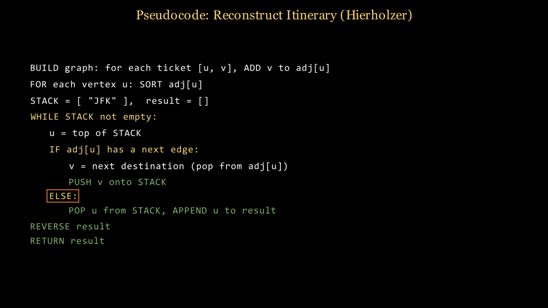Else we're stuck at U, pop U and append it to the result. Pop U from the stack and append U to the result. Reverse the result list to get the itinerary in the correct order. Return the result as the itinerary.